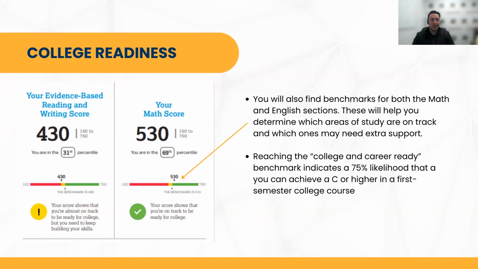You can see the little yellow part is almost ready. The red is something where you need to be a little bit more concerned about, in their opinion, and the green is you're in a good range.